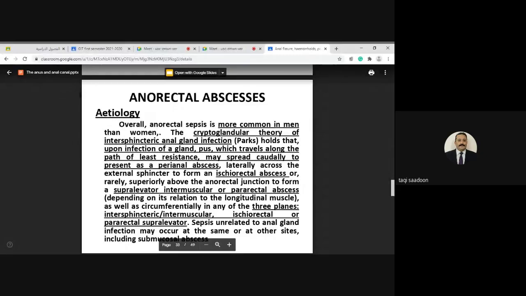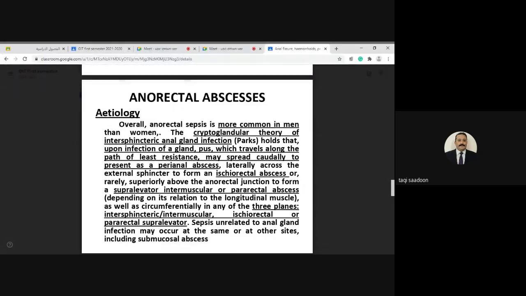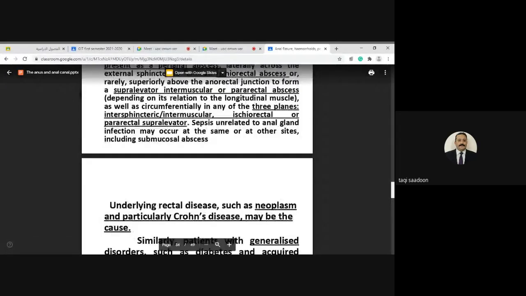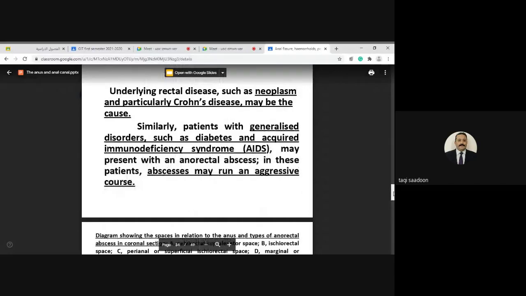Ischiorectal abscess, we explained it. We said this is the space between the anus and ischial tuberosity. This is the ischiorectal abscess. Also, the abscess may develop into supralevator, intermuscular, or pararectal abscess. So there are three places: intersphincteric or intermuscular, ischiorectal, and pararectal supralevator. Sometimes the problem of perianal conditions may be secondary to serious diseases, not only malignancy. It may be due to Crohn's disease, and even perianal abscess may be due to Crohn's disease.